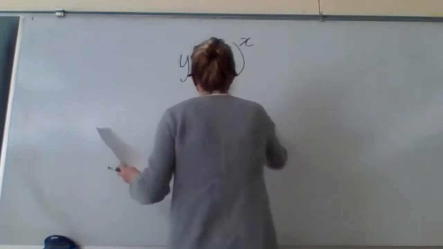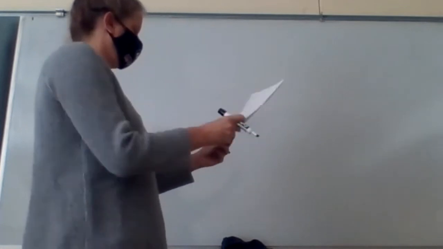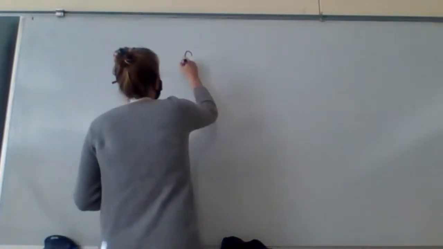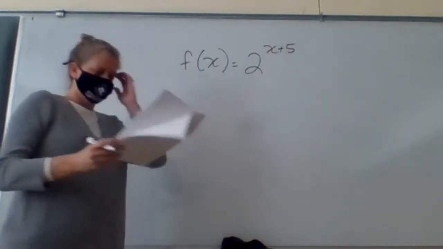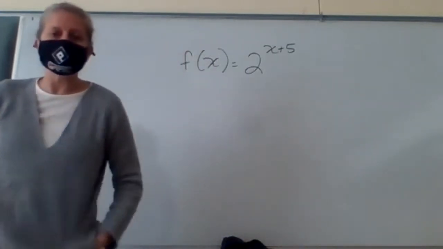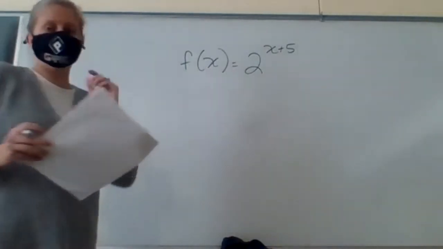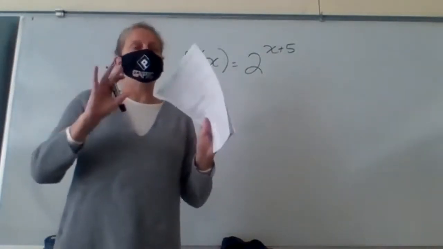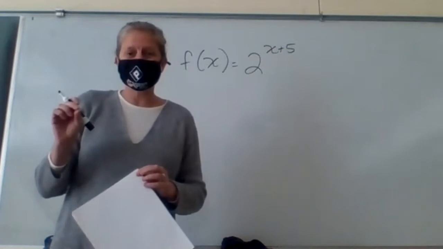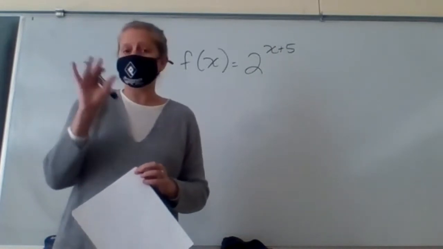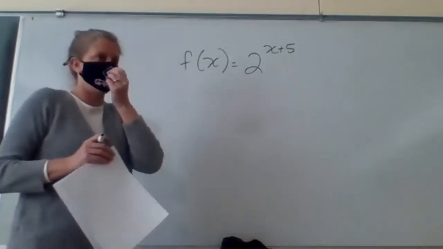Number 2. F of x equals 2 to the x plus 5. So the first thing we're going to talk about is what is the base of this problem? What is the base number? Because when you go to graph this, remember that a lot of the graphing problems, the base is automatically set to E instead of being anything else or having you choose it. So remember, you're going to have to change the base to 2 from that E.